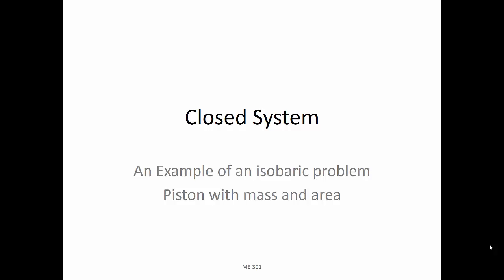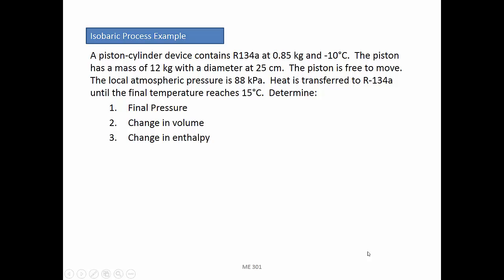Let us go ahead and take a look at an example of an isobaric problem where both the piston area and the piston's mass are given. A piston cylinder device contains R134A at 0.85 kilogram and minus 10 degrees C. The piston has a mass of 12 kilogram with a diameter of 25 centimeter.